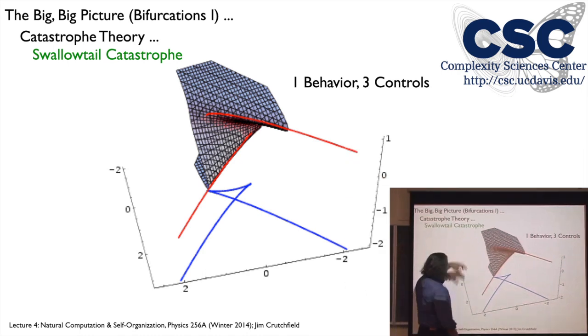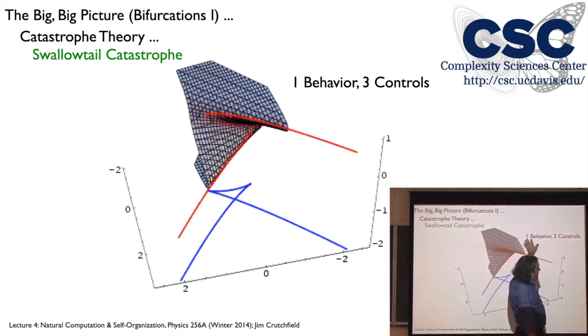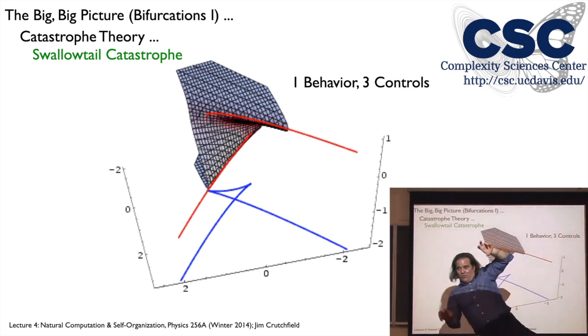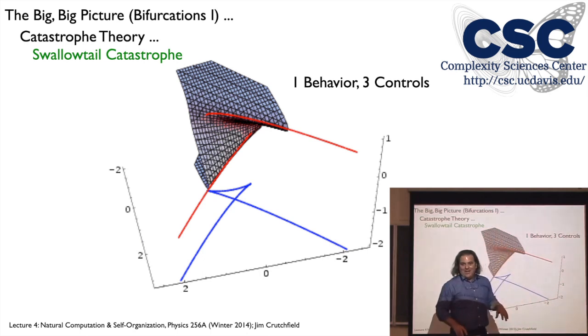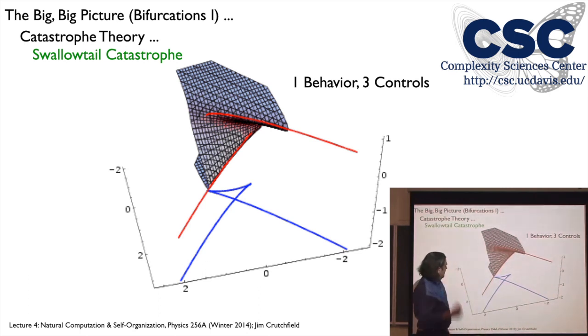So the swallowtail catastrophe: again, we have one behavior, so we're just looking at one-dimensional differential equations with three controls. Now, this might strike some as a little bit strange. I mean, here you are in your lab, and you've got three controls you're changing. To see this, you have to be manipulating things simultaneously. So it's a little bit impractical, but people have found these.